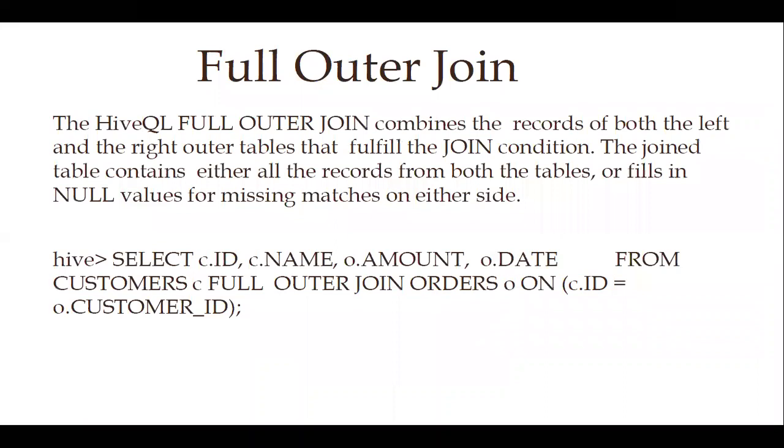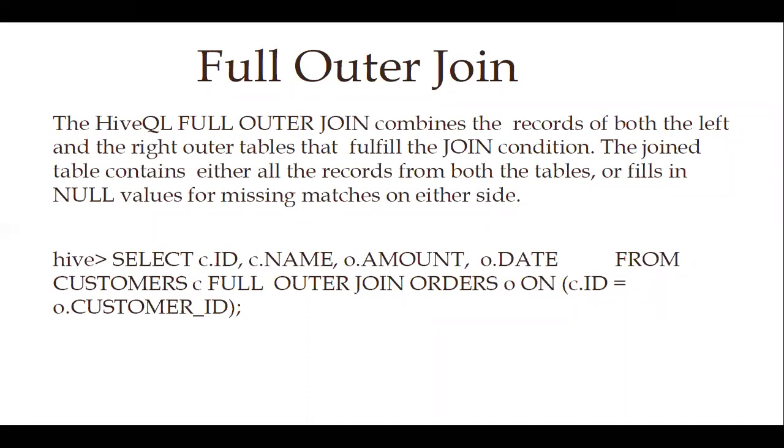So now, what will be the full outer join? If you mix up both the left outer join and the right outer join, merging both ideas together, then you get the full outer join. The HQL full outer join combines the records of both the left and right tables that fulfill the join conditions. You are picking up the records from both tables. In the left outer join, we missed the 104 record, which is available in the right table, and in the right outer join, we missed 101, which was present in the left table. Those misses will not happen in the full outer join.